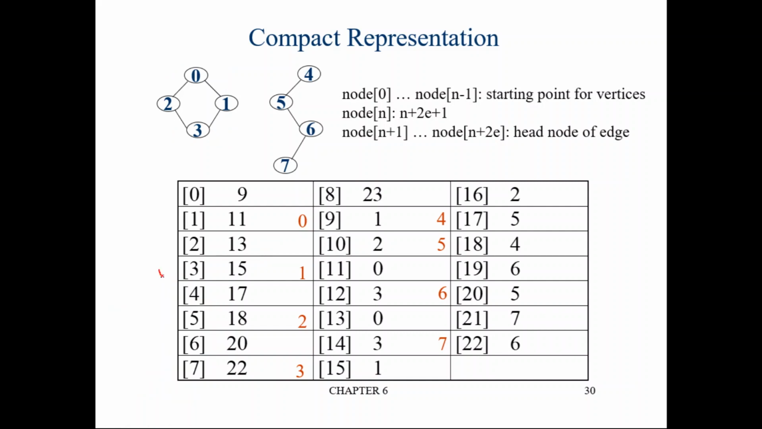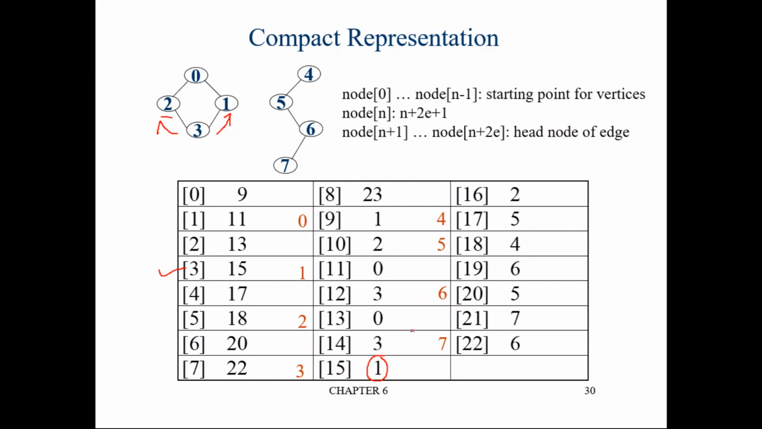Vertex 3, it contains how many edges? 2 edges. What are they? 1 edge to vertex 1 and 1 edge to vertex 2. So that we will enter here, 1 and 2. So in the 15th location we will say that there is an edge to 1, because 3 is connected with 1, right? And also it has an edge to vertex 2. So the edge detail of vertex 3 is available starting from the 15th location and up to how many locations is it occupying? Starting from the 15th location it is occupying 2 locations.